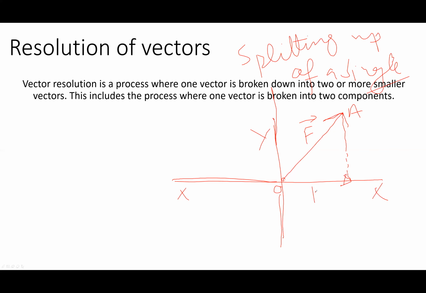This represents fx, the horizontal component of a vector. The component of a vector which is acting along x-axis is called the horizontal component. And draw a vertical component along y-axis. This represents the vertical component of a vector. The component of a vector which is acting along y-axis is called the vertical component, and the component of a vector which is acting along horizontal axis is called the horizontal component.